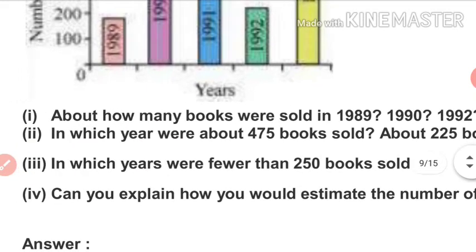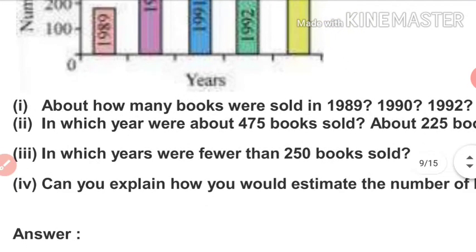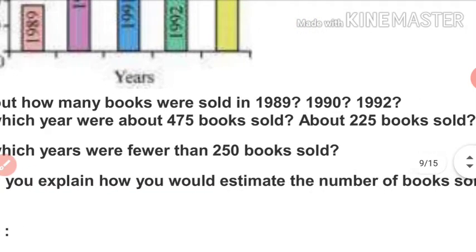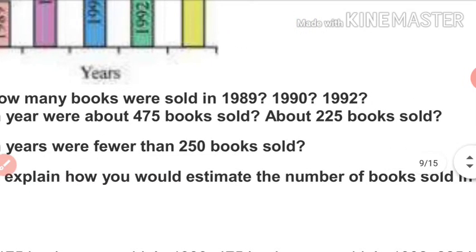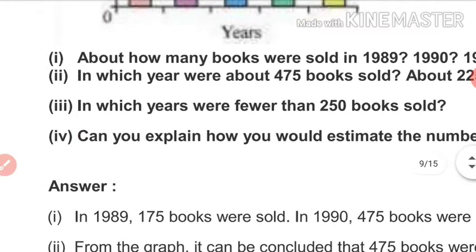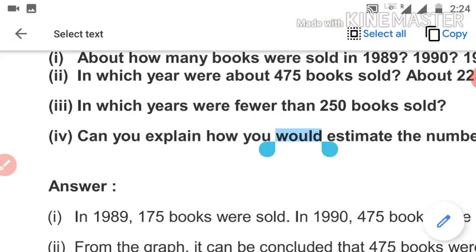Now the second question, in which year were about 475 books sold? Okay, in which year? Then again the next question, about 225 books sold. Now in which year were 475 books sold, and in which year were 225 books sold? Now 3, in which year were fewer than 250 books sold? Now fewer means what? Less than. In which year were the books sold less than 250?